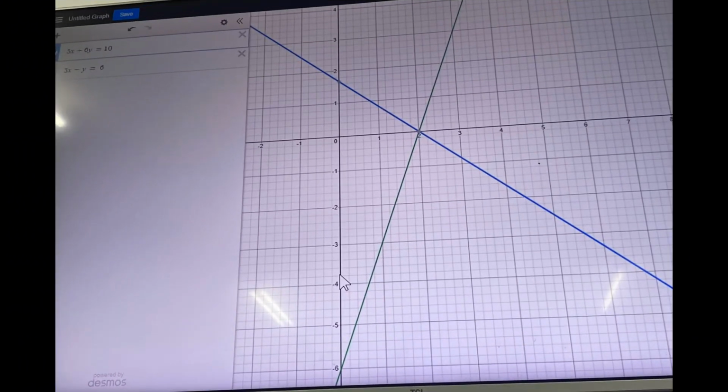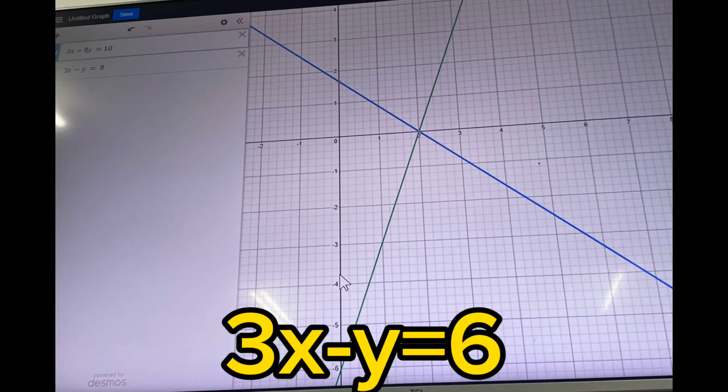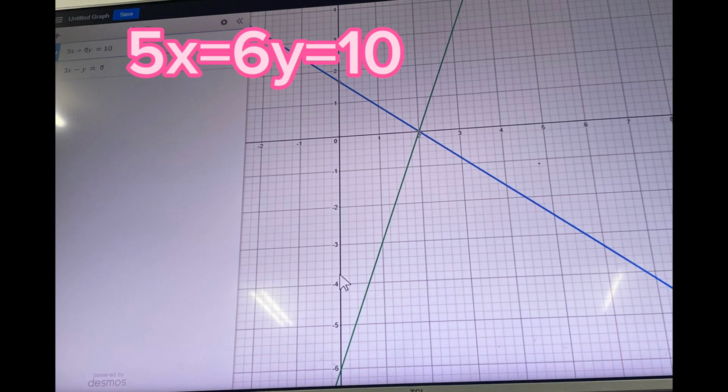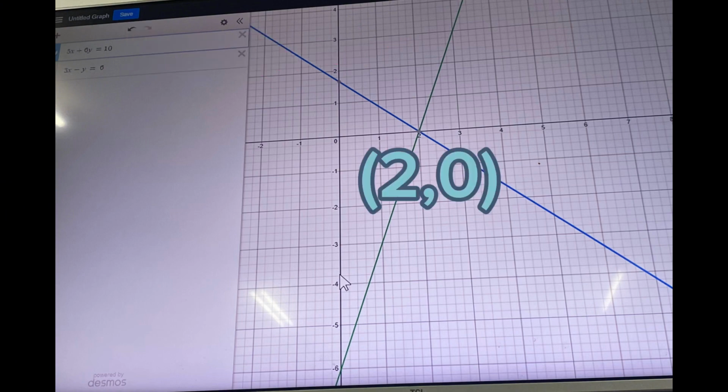Here is the graph of the system of linear equations. The solution of the system is (2, 0).